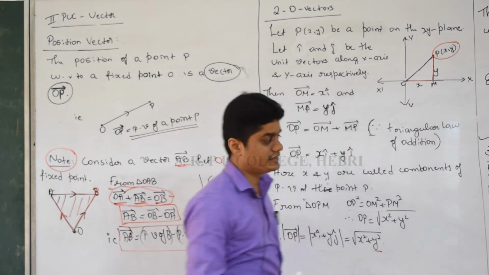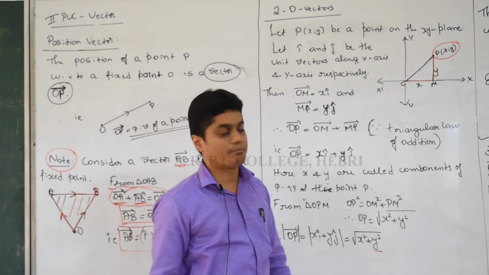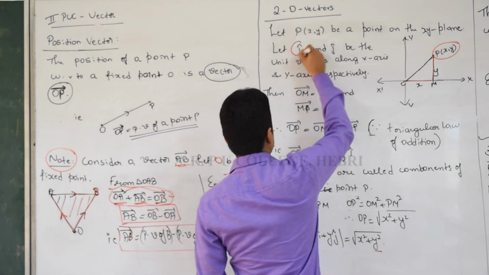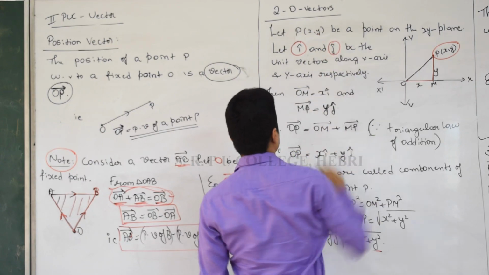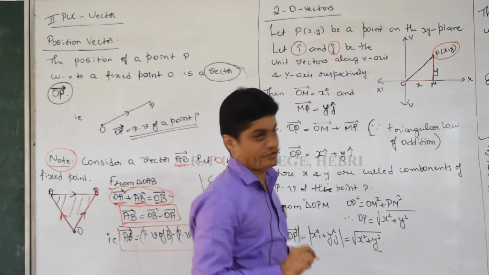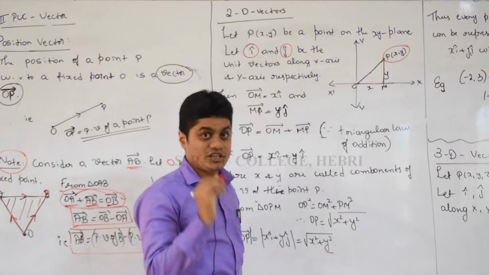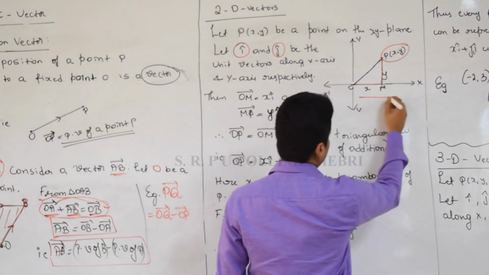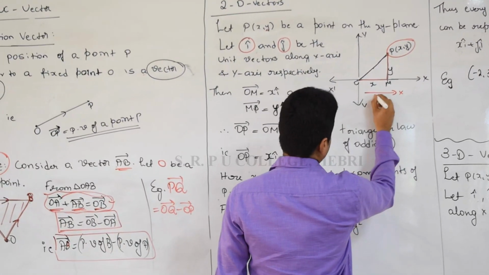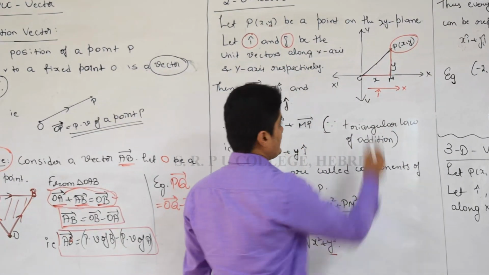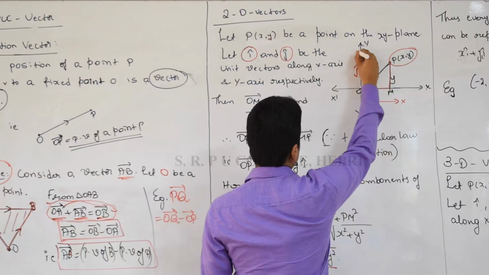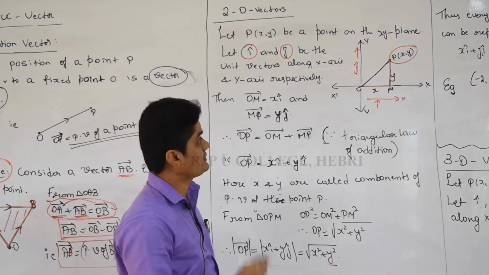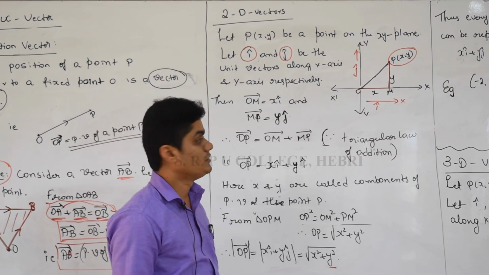Let P of x comma y be a point in the xy plane. Now this is a very important one. I am introducing a new vector to you. Observe carefully: i cap and j cap. i cap is a unit vector, whose magnitude is 1. i cap is a unit vector along the x axis, and j cap is a unit vector along the y axis.